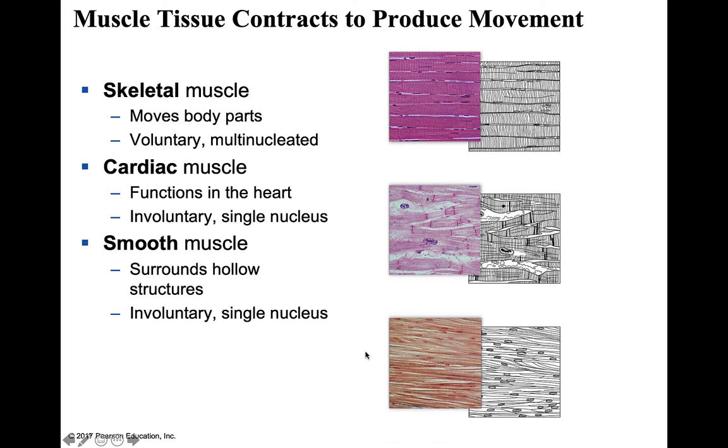And then I have smooth muscle. This is kind of spindle shaped, and this is the muscle that's surrounding hollow organs. So the stomach, the digestive system, the reproductive tract, our blood vessels. Those are all different types of smooth muscle, and that is also considered to be involuntary. And then you're going to find a single nucleus. It's spindle shaped, as I said before.